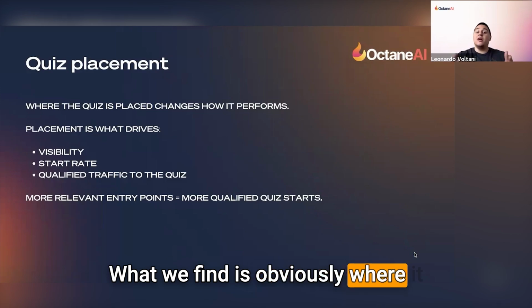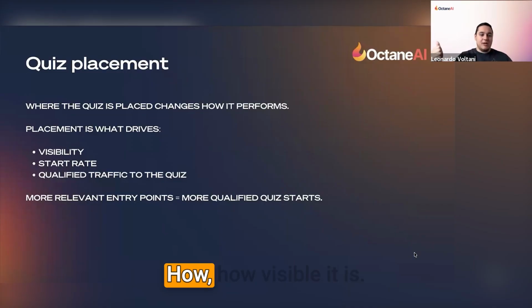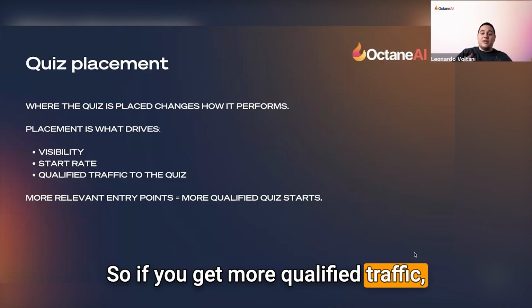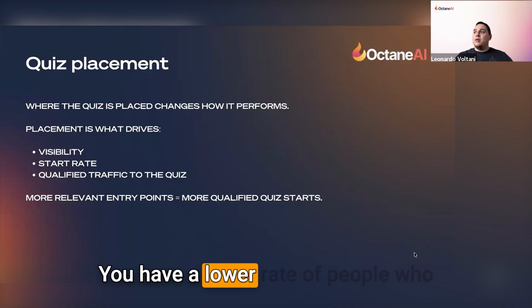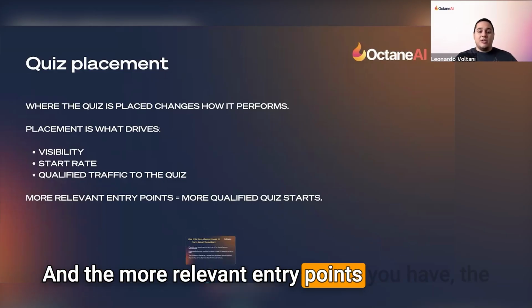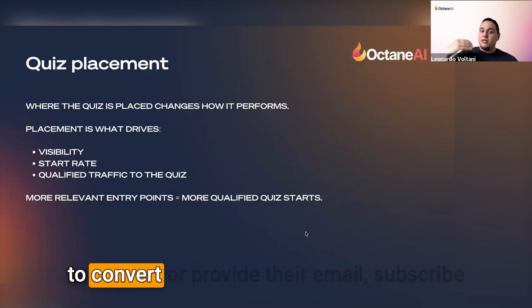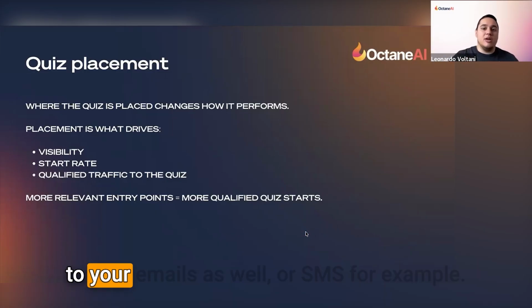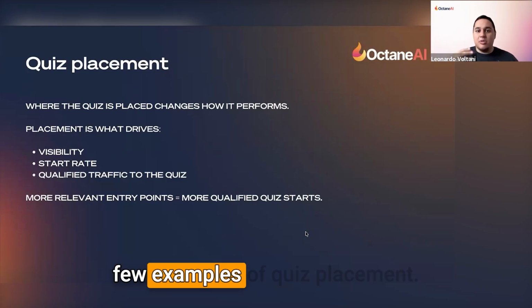What we find is that where it is placed changes how it performs. There are a number of ways you could place your quiz. The placement mainly drives how visible it is, the start rate of your quiz. If you get more qualified traffic, you tend to have a higher start rate, versus less qualified traffic, where a lower rate of people actually start a quiz after getting to the page. The more relevant entry points you have, the more qualified quiz starts you have, and thus a higher likelihood of getting people to convert or provide their email, subscribe to your emails, or SMS, for example. On the next slide, you'll see a few examples of quiz placement.